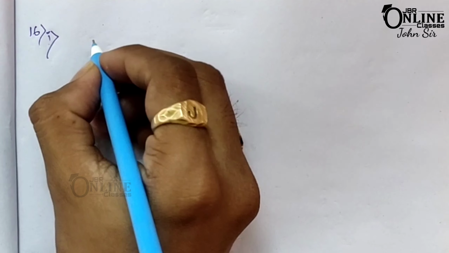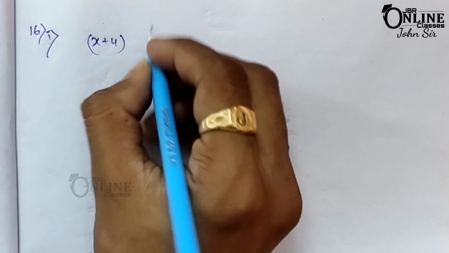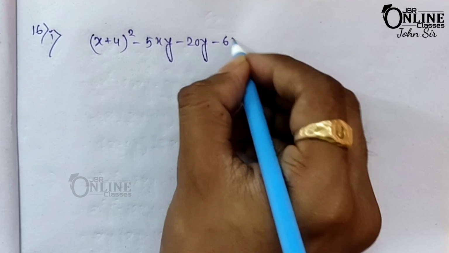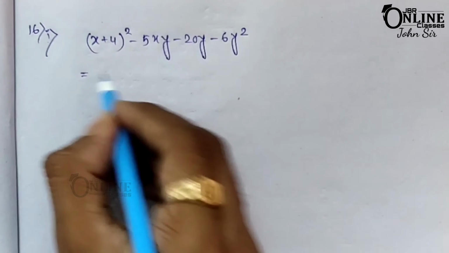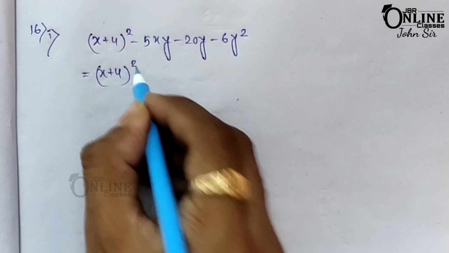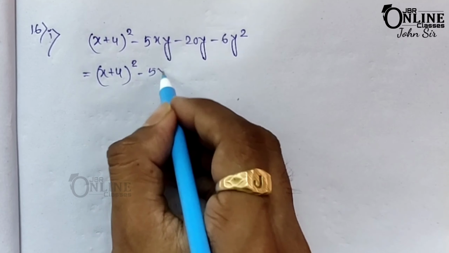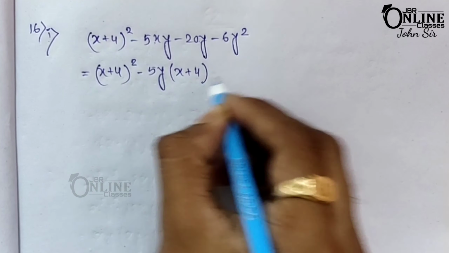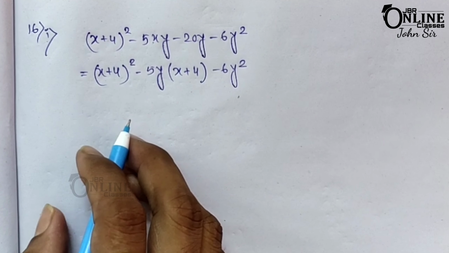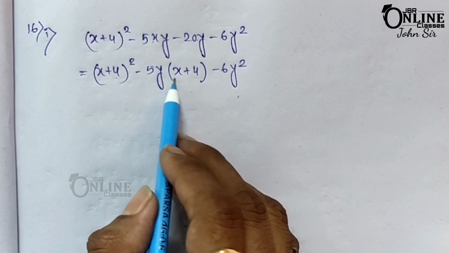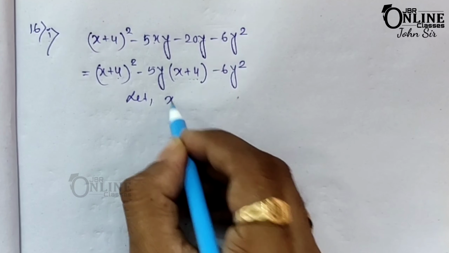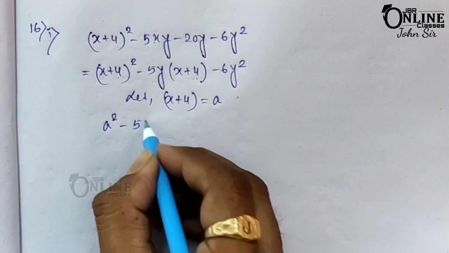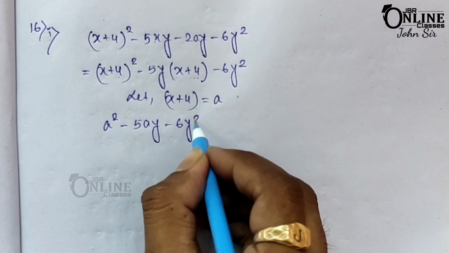Now sum number 16(1): (x plus 4) whole square minus 5xy minus 20y minus 6y square. So here (x plus 4) whole square, and you have to take 5y common from these two portions. If 5y is common, it will also be (x plus 4), and the rest part minus 6y square. Now you have here x plus 4, here also x plus 4. So let x plus 4 be a. So the given expression will be a square minus 5ay minus 6y square.